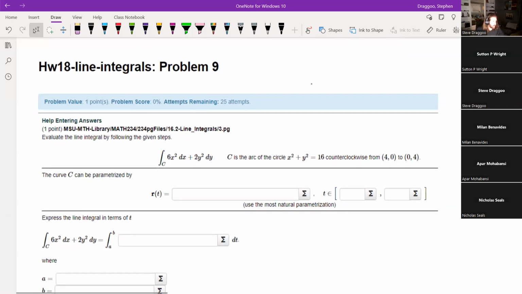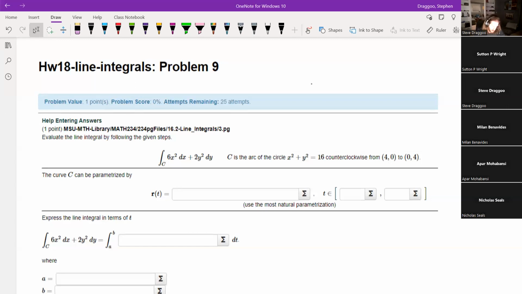All right, and now we're into line integrals. And I think especially we'll be looking at the fundamental theorem of line integrals. Oh no, that's not till homework 19. Either way, we're going to look at line integrals for the next couple problems. So let's give that a shot.